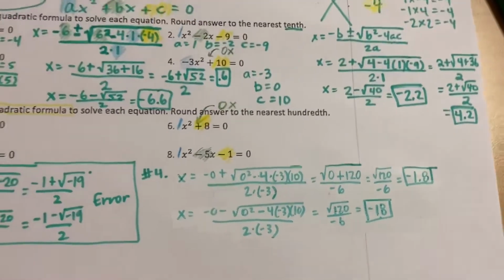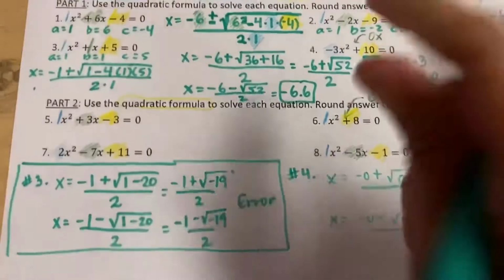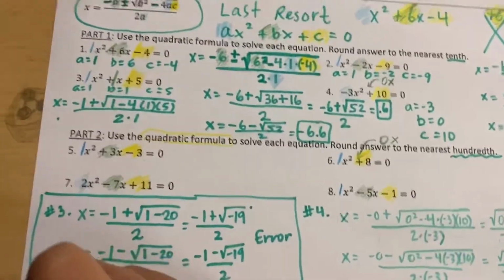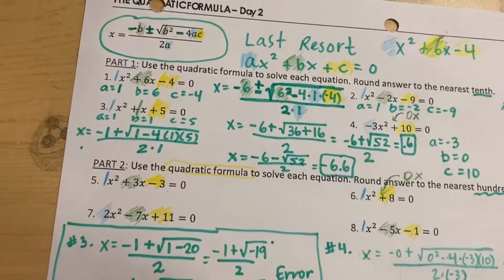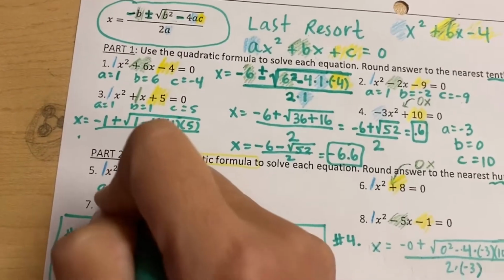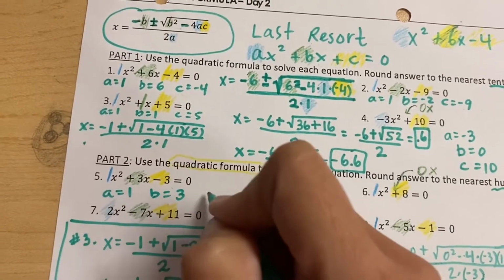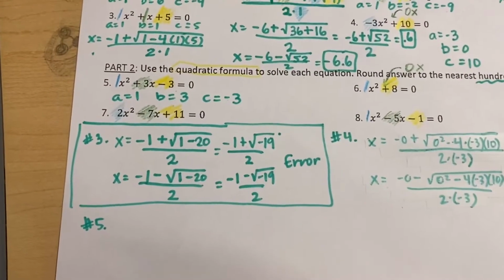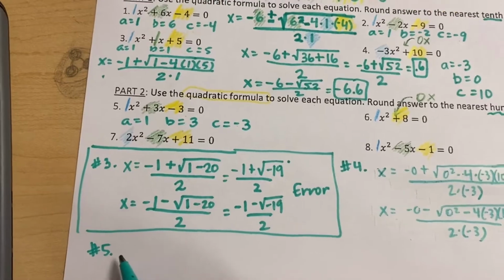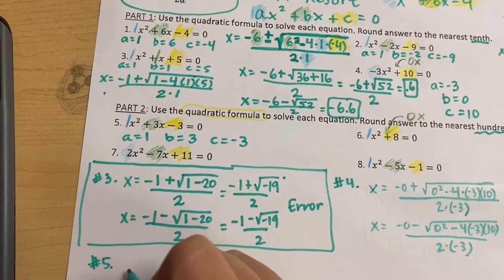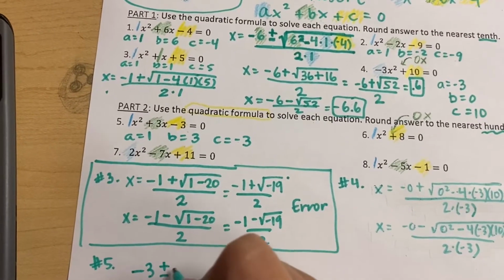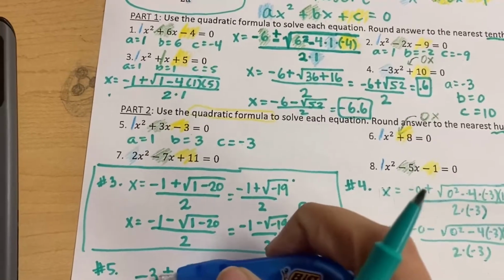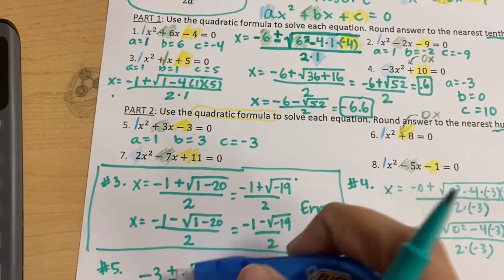Okay, so now question number 5, same instructions, we're just going to round to the nearest 100th. Okay, so number 5. A, 1, B, 3, C, -3. Cool. So -3 plus or minus the square root of, but I want to do the plus one first and then the minus one.